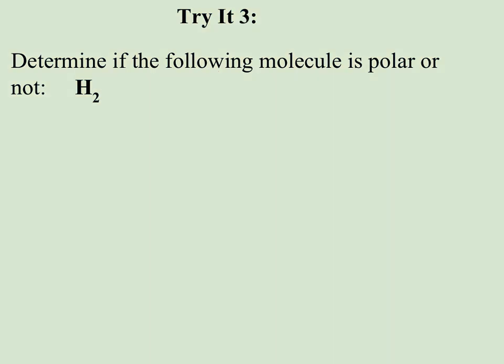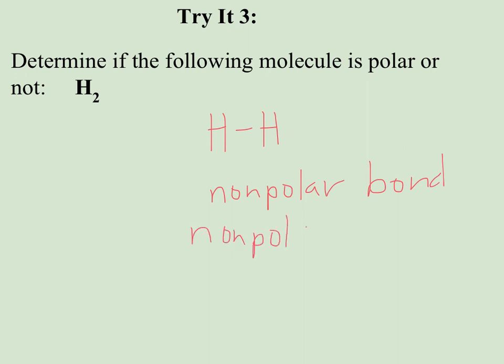My last example, I have H2, and this one, when you draw it, it's just single bonds to itself. And this is a case where you really don't even have to draw it because hydrogen can only bond to itself in a nonpolar manner. It's going to have to share them equally. So if I have a nonpolar bond, there's no need to worry about the shape. It's got to be a nonpolar molecule as well. So there's some examples of how you can evaluate both the bonds and then the molecules for polarity.